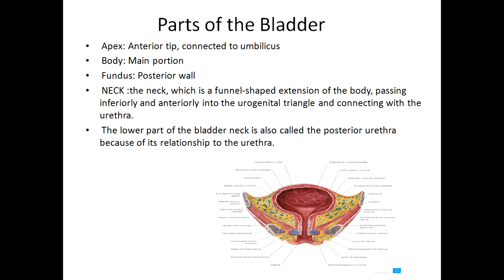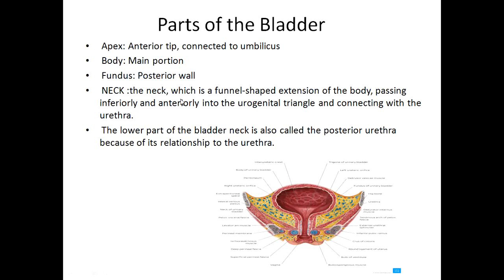Coming to the parts of the urinary bladder, this is the apex of the urinary bladder, which is connected to the umbilicus. The body is the main portion of the bladder. The third part is the fundus, also called the posterior wall. This is the posterior wall of the urinary bladder. Here you are seeing the cross section of the bladder.